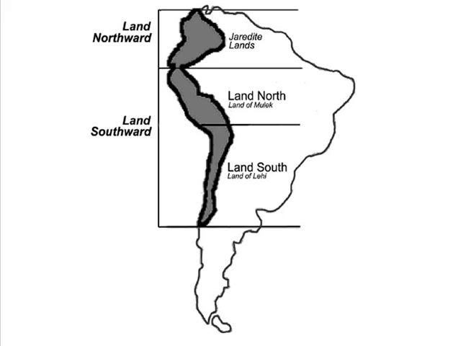And here's another map. Land northward, land southward. We don't really get into that in this video. Jaredite lands in the north part of South America. Land north, land of Mulek in central South America. Land of Lehi down in the southern part of South America.